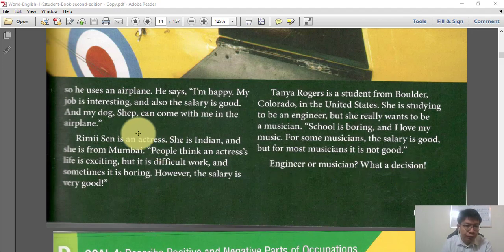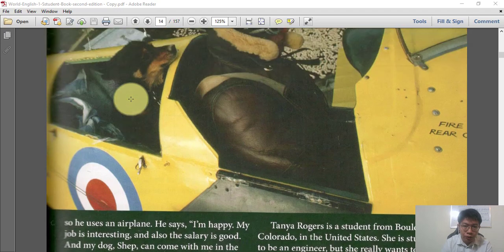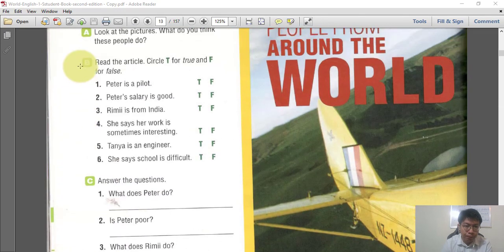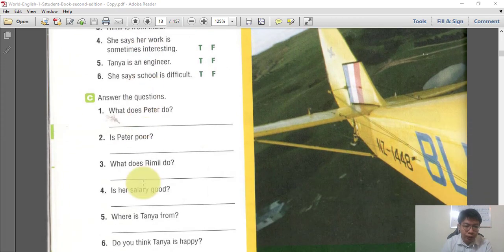Okay, so I don't have to read for you. I guess you can read by yourself. Because the vocab that they use is also easy and it's not long, so please try to read the information and answer the question here. Okay, so you've got to work with reading. One is true, false, and another is the question.